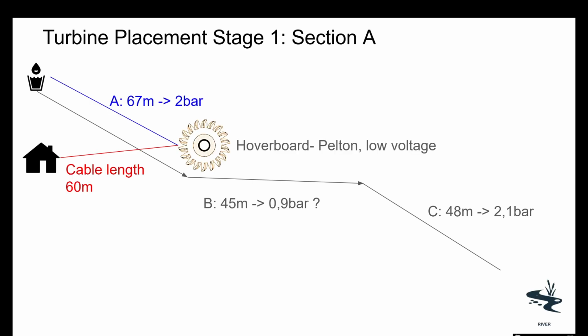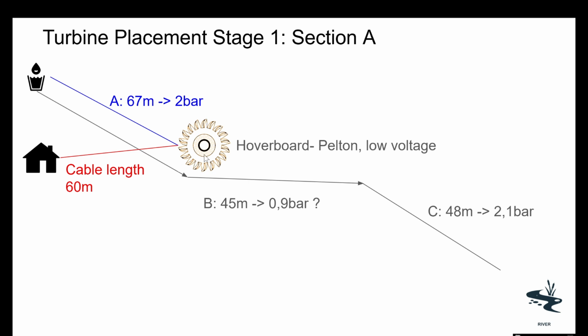Let's go into the first option, turbine placement stage 1 in section A. So I pick up the water up here at the water intake, go down 67 meters of pipe, and place my hoverboard Pelton turbine with just low voltage down here, and I have only a cable length of about 60 meters to my house, which is very short.